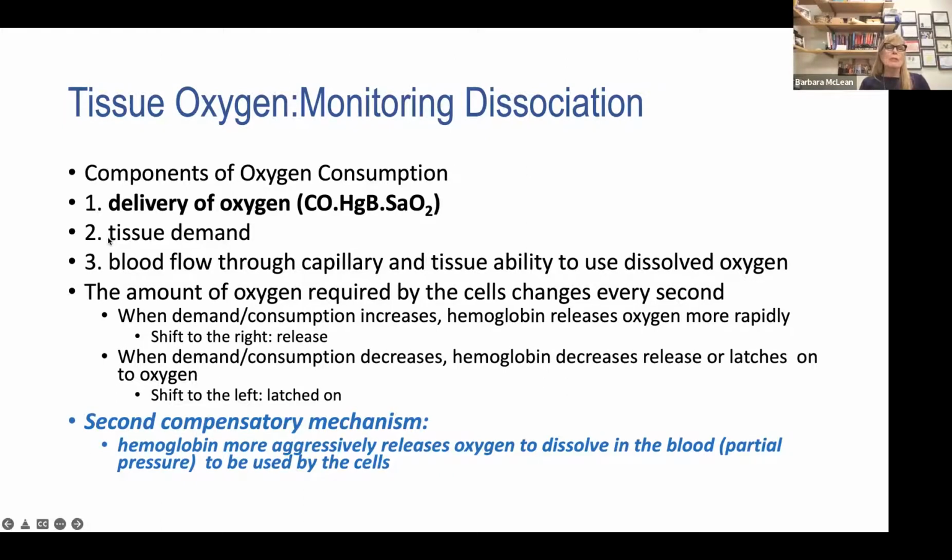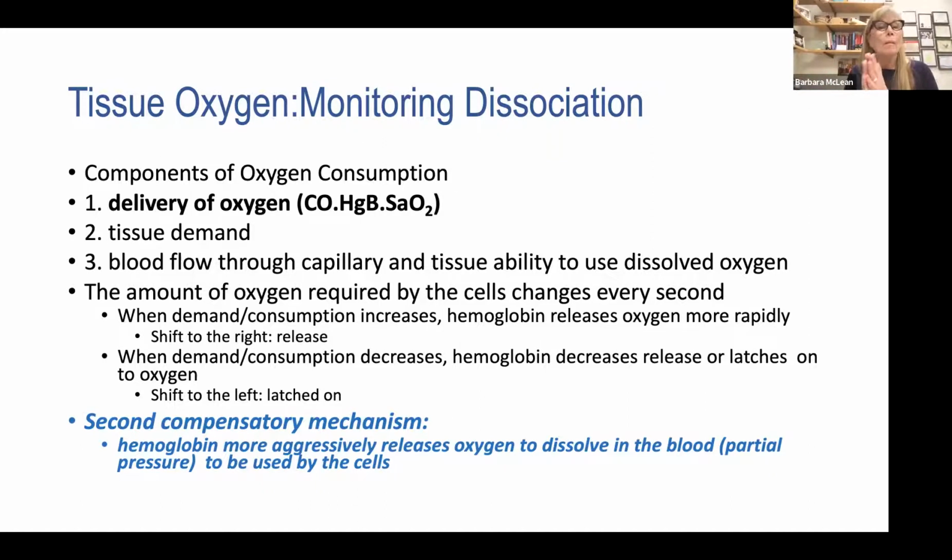Secondly, I want to decrease the demand your tissues have for oxygen. I want to decrease the demand your tissues have for oxygen by treating fever, by treating pain, by treating agitation. Those are basically the things I do to reduce your tissue demand. And I also have to be sure that as best as I can do, I want to maintain your blood flow through all your capillary beds. So I'm going to try to do that.